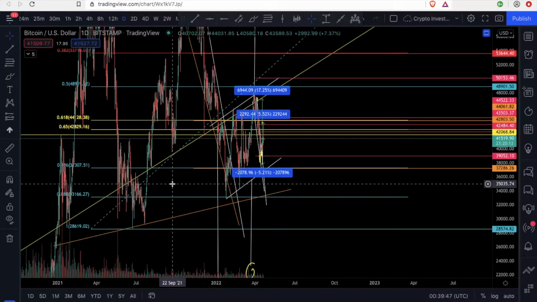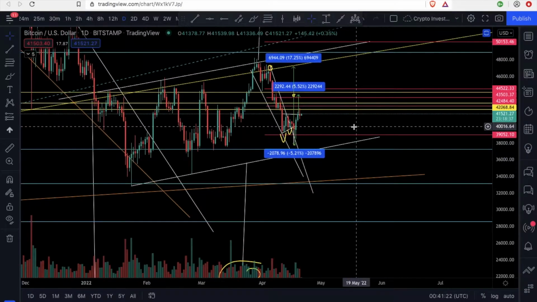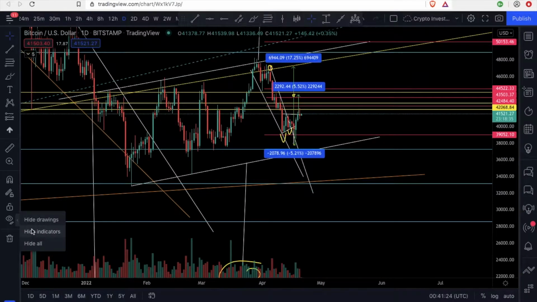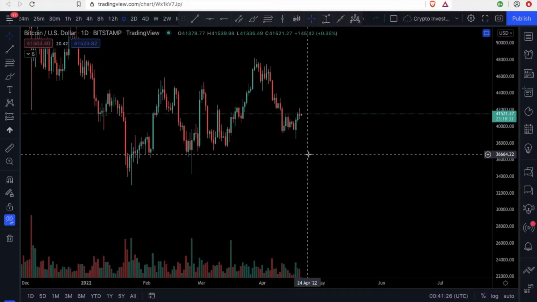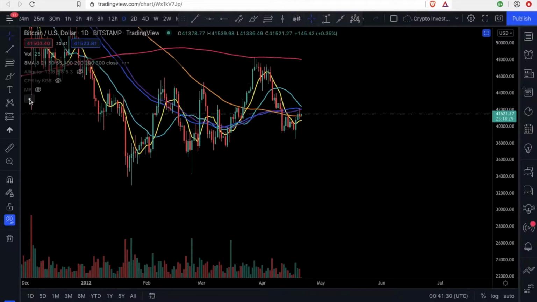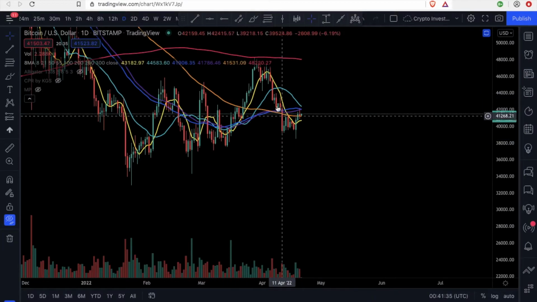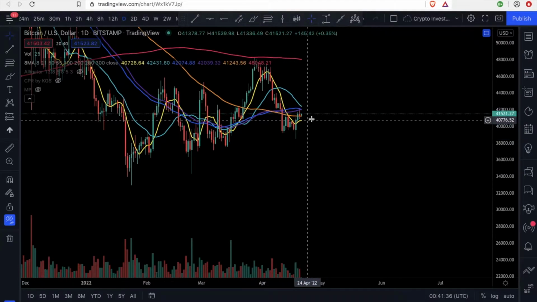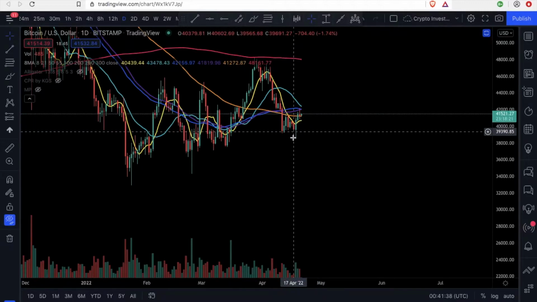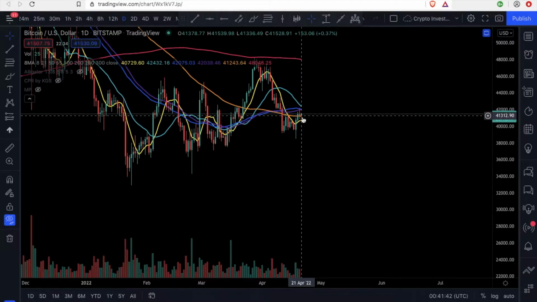Okay guys, so going here in the daily time frame, we see the Bitcoin price right here. I'm just going to hide the drawings for a second and pull out the indicators real quick, the simple moving averages. Right now almost all of the simple moving averages are caught up like this. So right now it's kind of a mess, because right now we have rejection support.